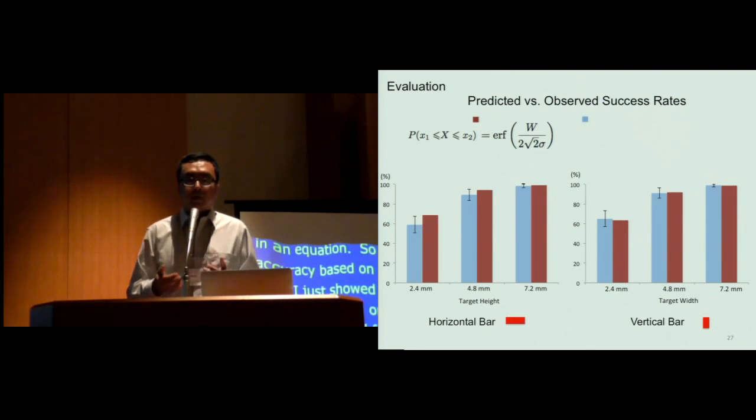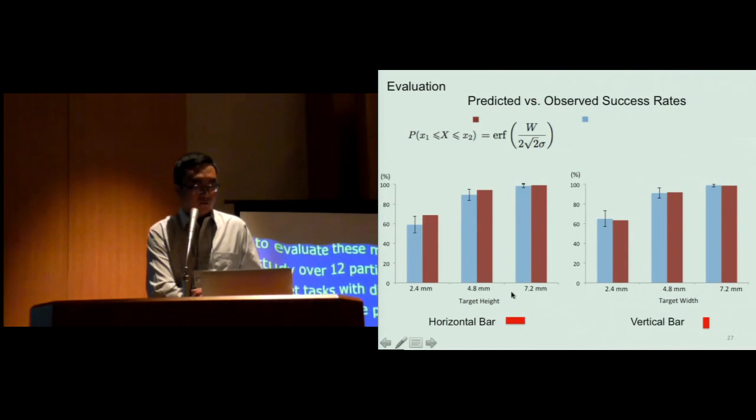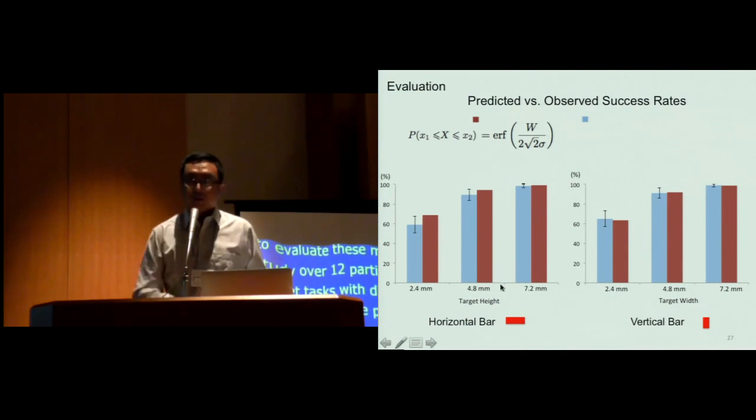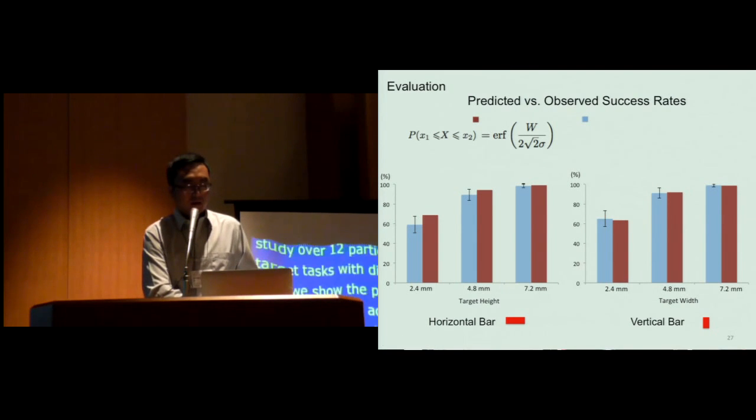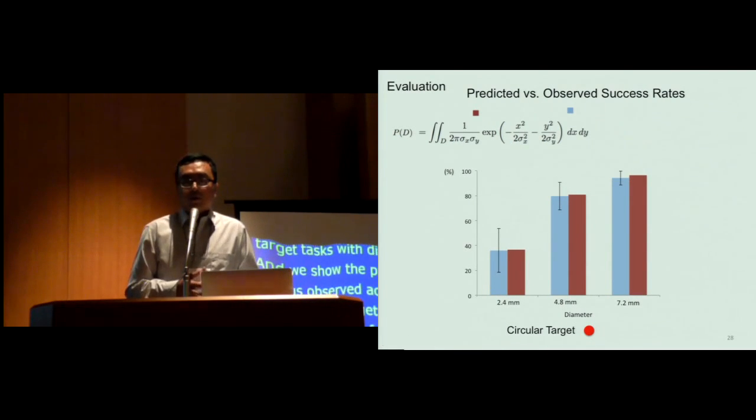Here we show the predicted accuracy versus observed accuracies for one-dimensional targets. The red bars are predicted values from our models, and the blue bars are observed success rates. You can see that for 4 millimeter and 7 millimeter targets, the prediction errors are less than 5%, and for the 2 millimeter targets, the prediction error is less than 10%. And we did a similar study for two-dimensional targets.